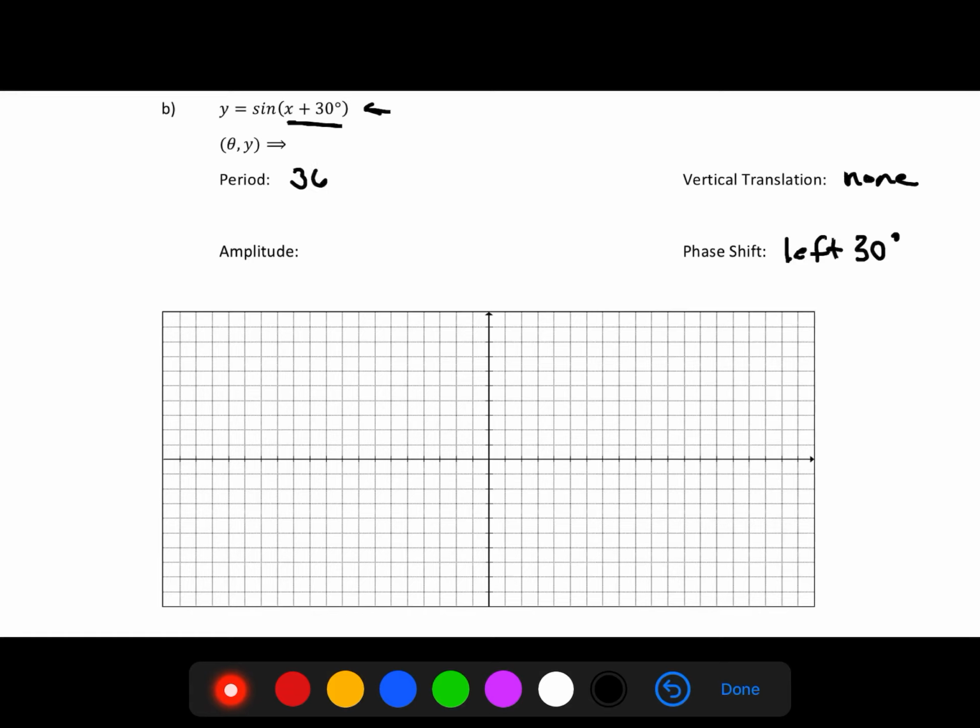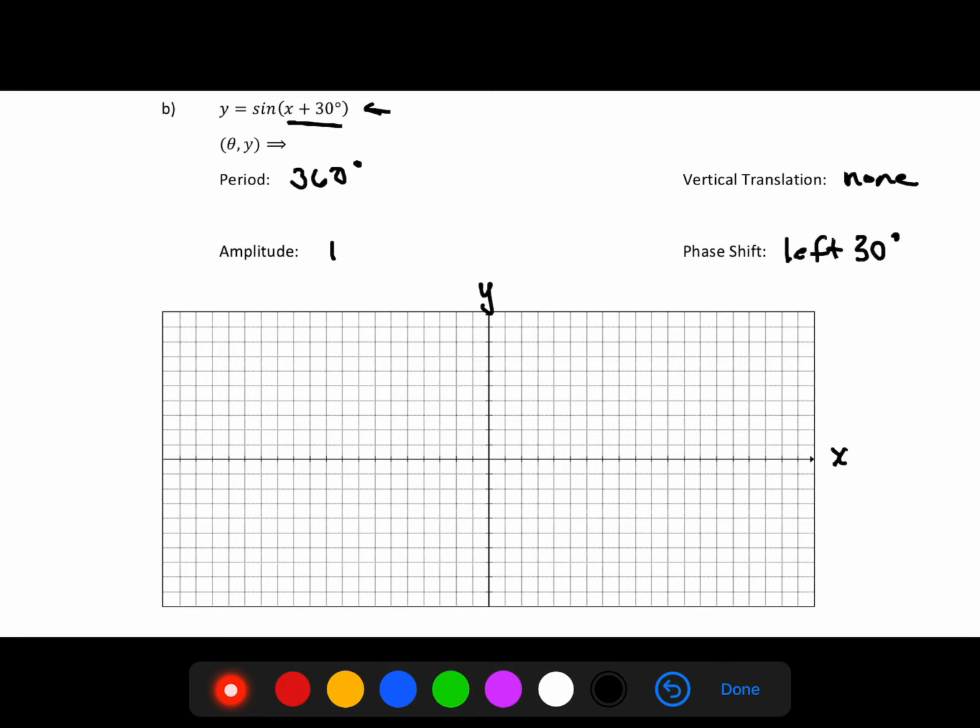Our period, as we said before, is not affected by a phase shift or a vertical translation. So we still have an amplitude of 1, period of 360, but now we're going to be shifting everything to the left 30 degrees. So when we're labeling our grid, we want to keep that in mind. And our axis this time is x, so we want to be able to move 30 degrees easily. We're going to label our x-axis with each block worth 30, so we know exactly how to move it.